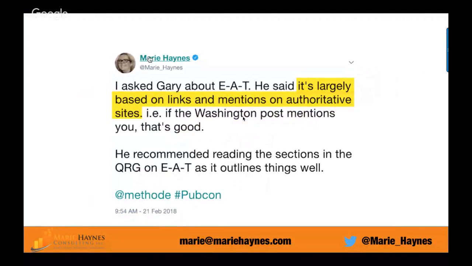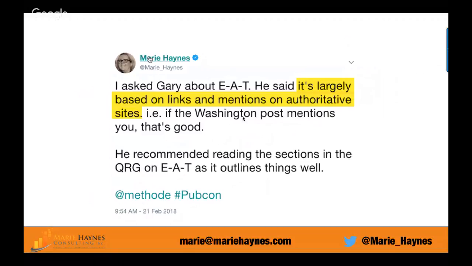So Gary Illyes said at PubCon Austin that EAT was largely based on links and mentions on authoritative sites. It's important to note that mentions don't necessarily have to be linked. For example, if the Washington Post writes an article and mentions your business, even if they don't link to you, that's something that Google should be able to pick up as a sign of EAT.